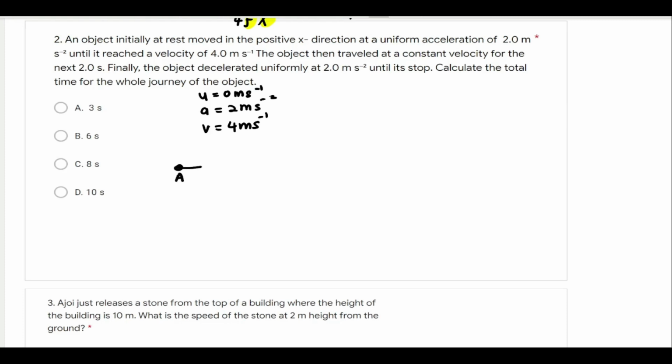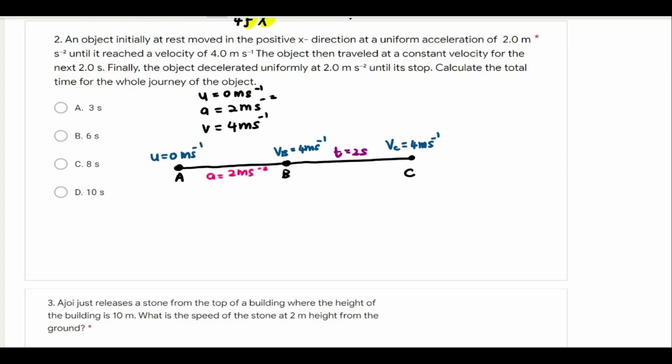Kalau saya lukis timeline dia, saya namakan ini point A, and then the object will move until point B. Selama mana dia bergerak, saya tak tahu. Yang saya tahu adalah at point A, it starts from rest, and at B, it reaches 4 meter per second. And we already know that the acceleration from point A to B is 2 meter per second squared. Then the object travels at constant velocity sampai dekat point C. Kalau constant velocity, velocity at point C mestilah sama dengan B tadi, 4 meter per second. Dia bergerak from B to C dalam 2 seconds.